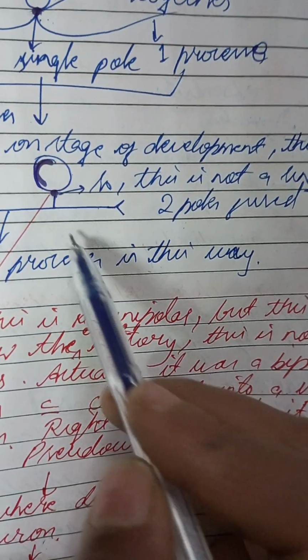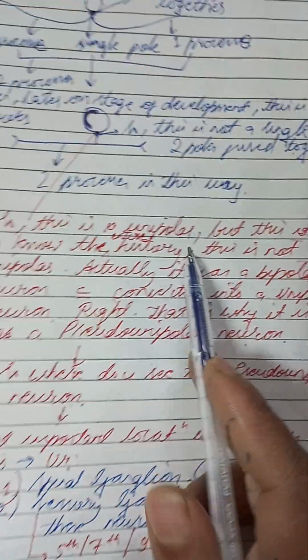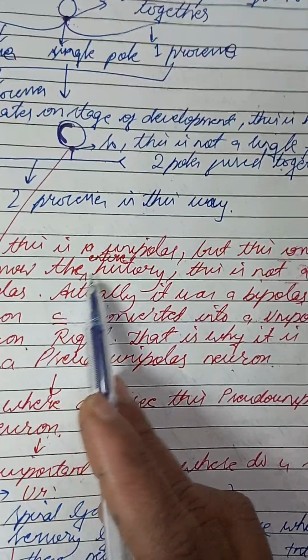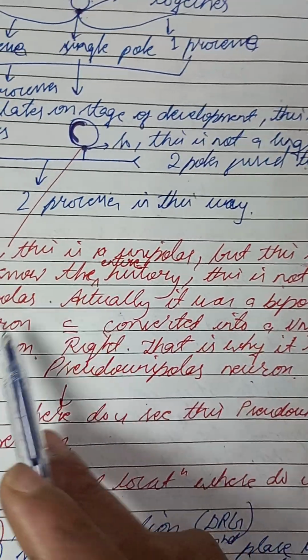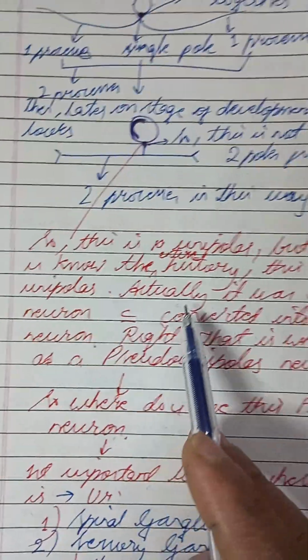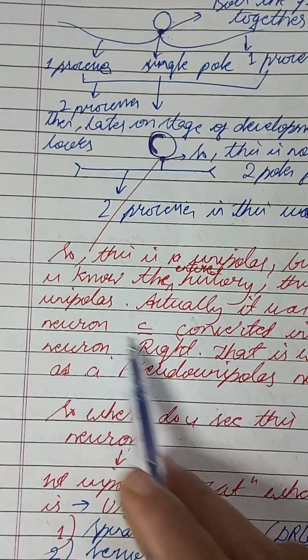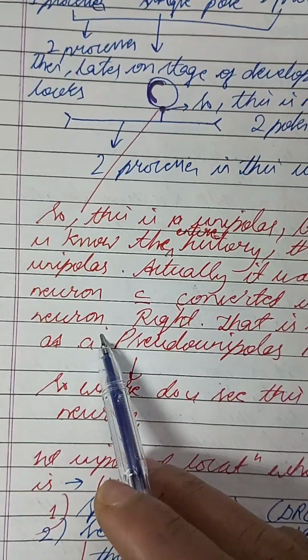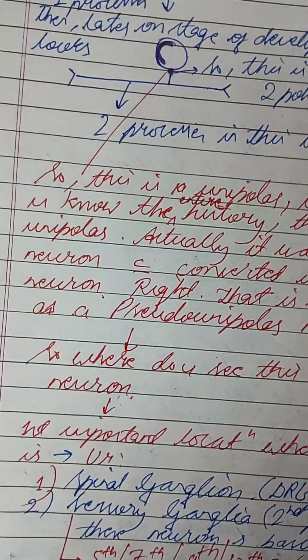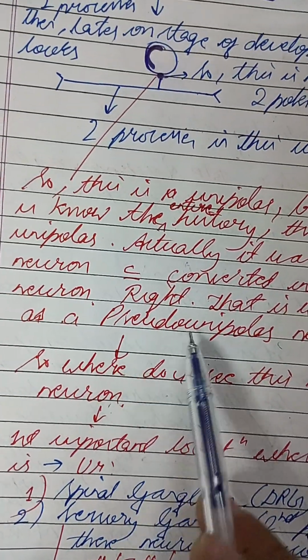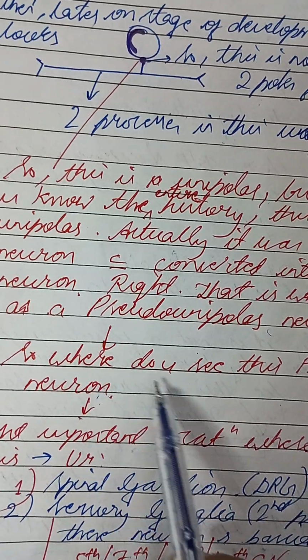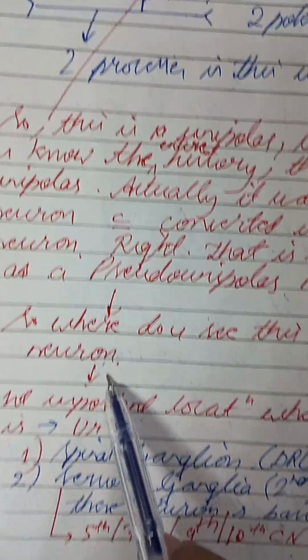And these two processes are in this way. So this is a unipolar, but once you know the entire history, this is not a true unipolar. Actually it was a bipolar neuron which converted into a unipolar neuron. So that is why it is called a pseudo-unipolar neuron. So where do you see this pseudo-unipolar neuron?